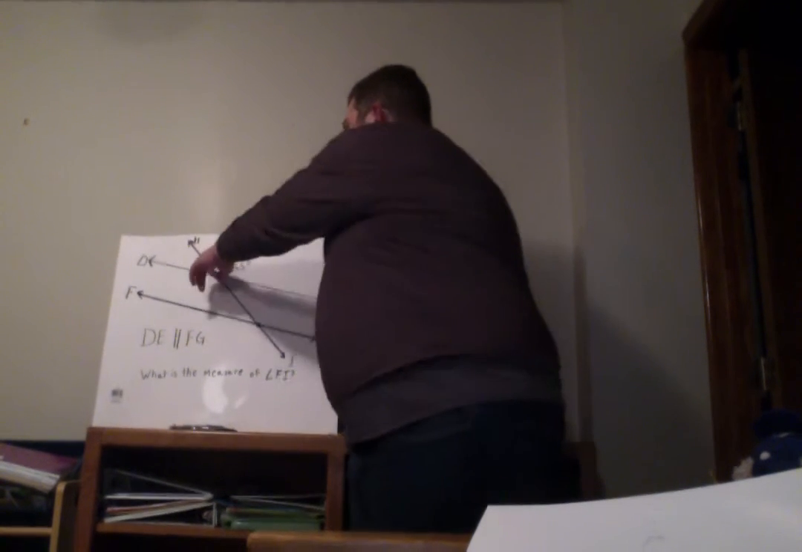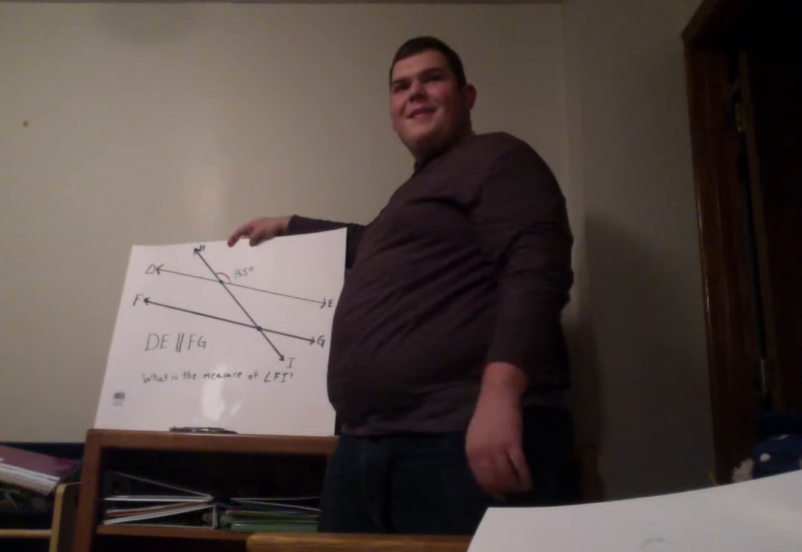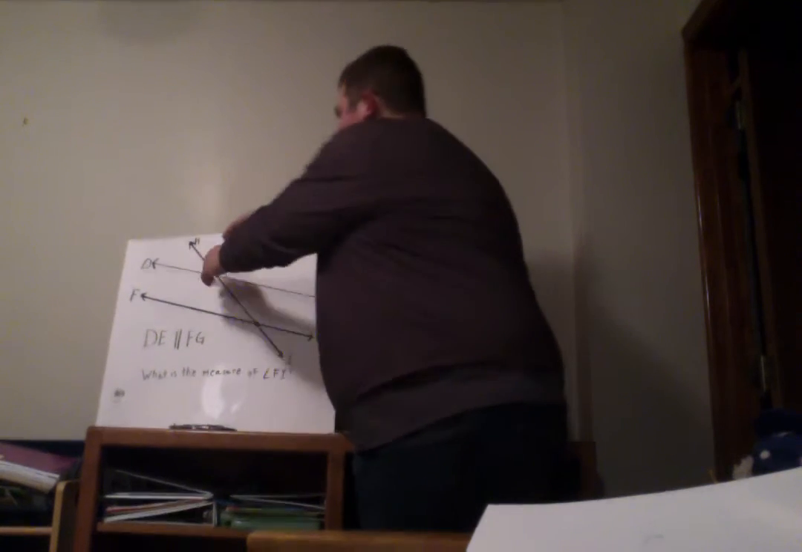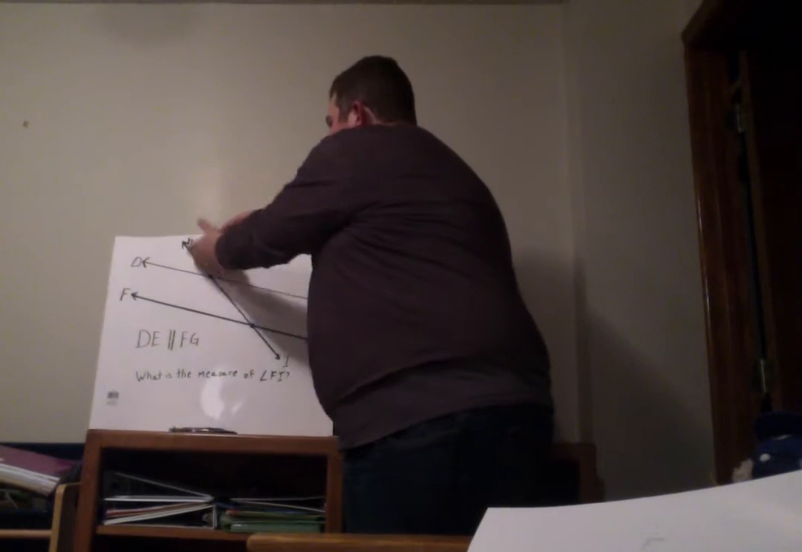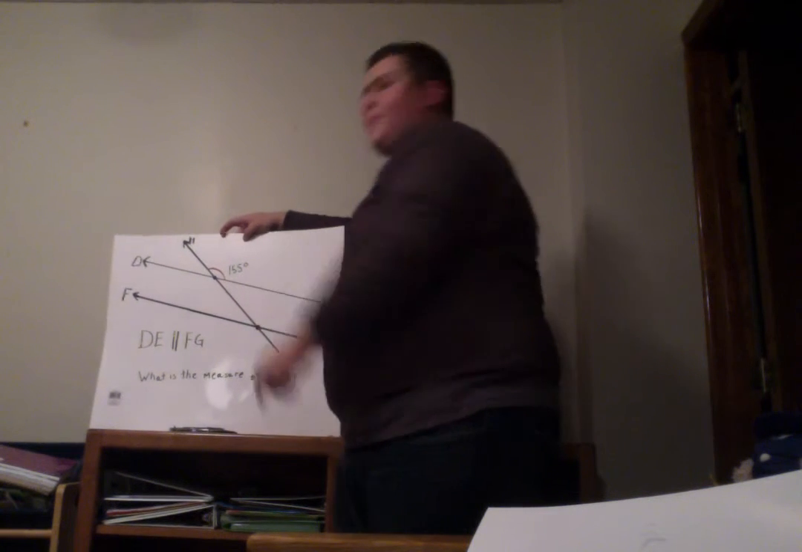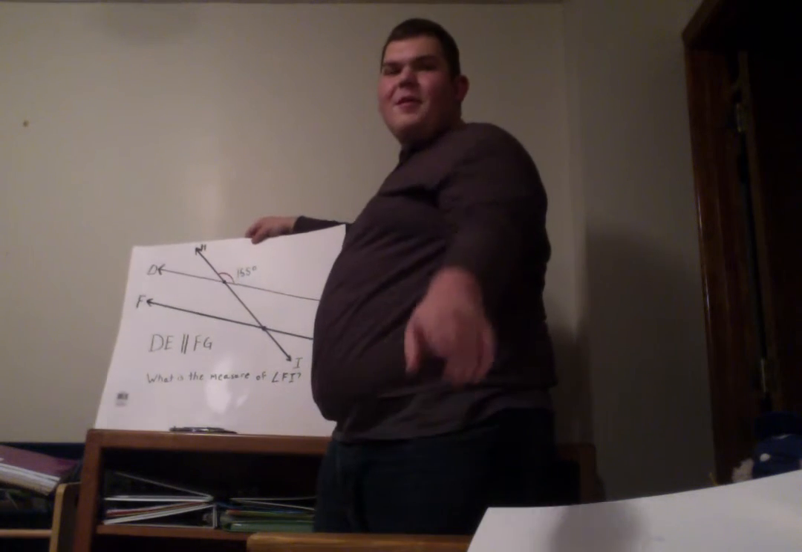So if this is 25 degrees, then Kaylee, what's the measurement of angle FI? 155. Yep. So with these being two parallel lines and this being the same line, these two angles are the same, meaning these two angles are the same. So with parallel lines, angles become the same.